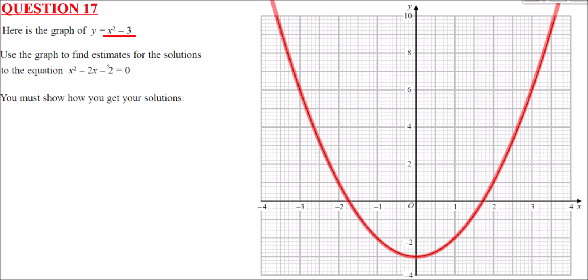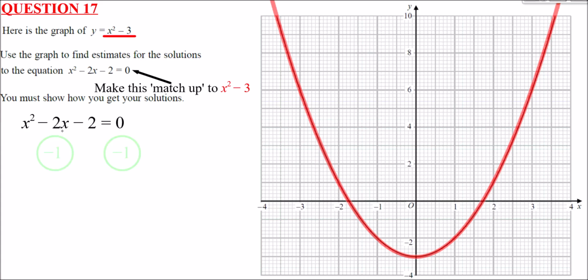What we need to do is to make this one match up to that one so we can compare like for like. So we need to make this one match up to x squared minus 3, and at the minute, it doesn't look like it. So what can we do to both sides of this equation here? As a first step, we could take away 1 from both sides. So we go from minus 2 to minus 3. So then we'd have that x squared minus 2x minus 3 equals minus 1.